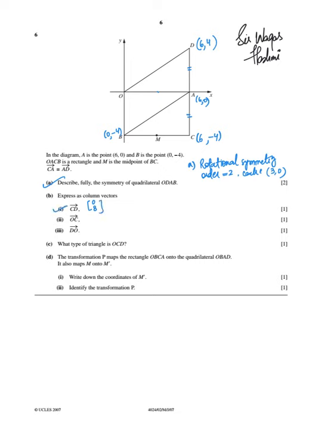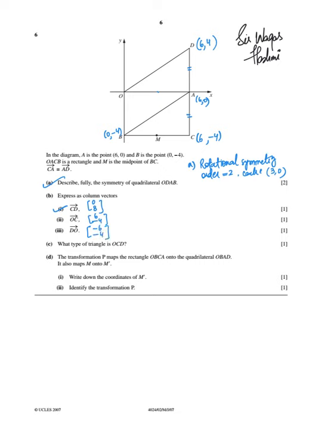For OC, right? For O to C, the vector I've already highlighted is 6 and minus 4. So OC is 6 and negative 4. And for DO, alright, it's D to O, so it's minus 6 on the x and minus 4 on the y.